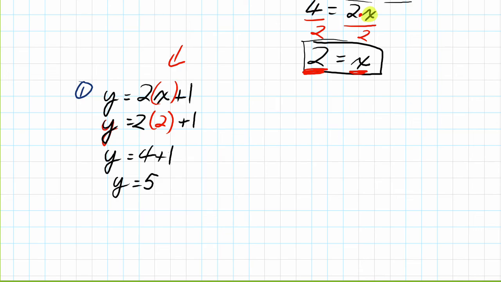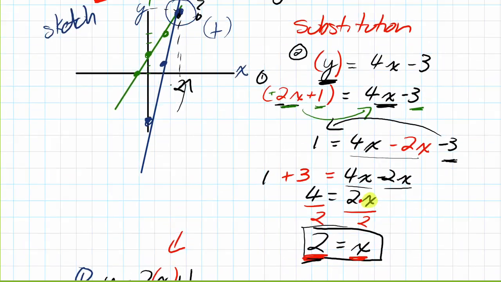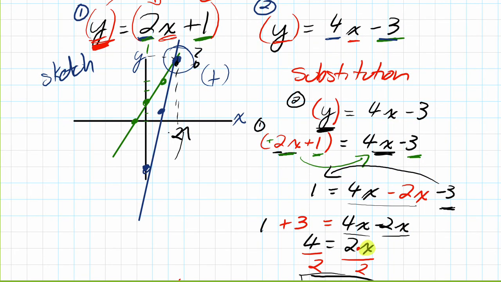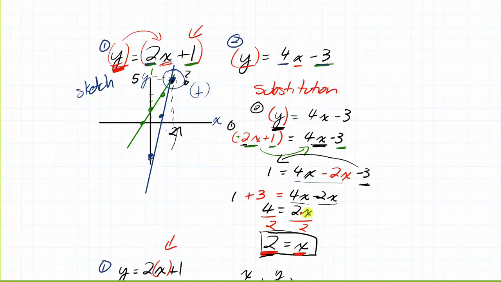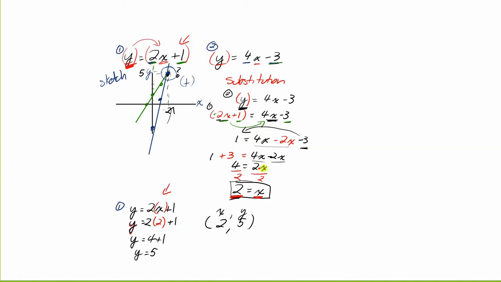So the point where they intersect has an x value of 2 and a y value of 5. And if we look at our rough sketch, that looks about right. It's probably somewhere around there. Our sketch gives us a value similar to that. So that's how we go through the method of substitution.